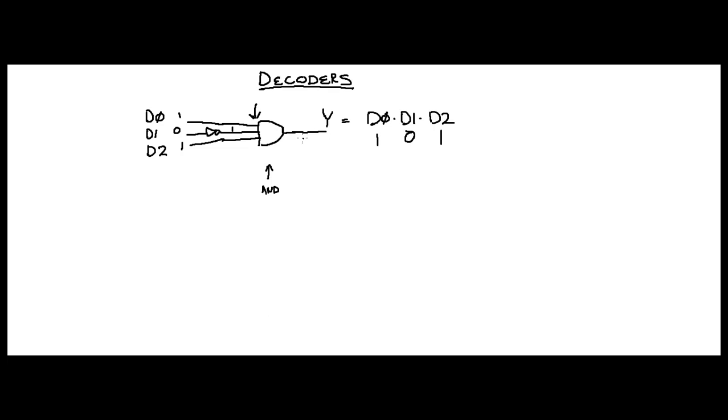So now for Y to output a 1, D0 would have to be a 1, D1 would have to be a 0, and D2 would have to be a 1. Get it? You could get more complicated with more inputs and more inverters, but you have the basic idea. That is a decoder.